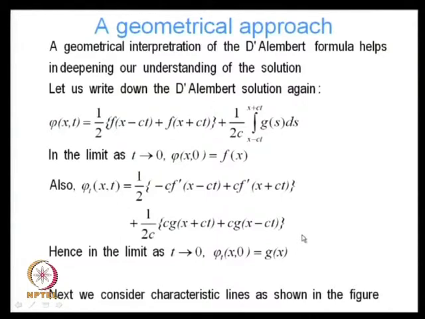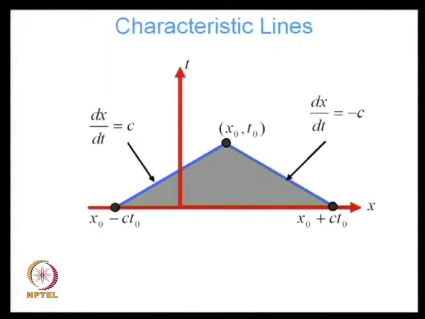Now, let us consider what are known as characteristic lines, as shown in the following figure. Basically, I am interested in knowing the solution at some point. This is my x-t axis, where x is the distance in the x direction, since it is a one dimensional problem, and t is my time. Suppose I want to find the solution at x0 and t0. These blue lines are what are known as characteristic lines.